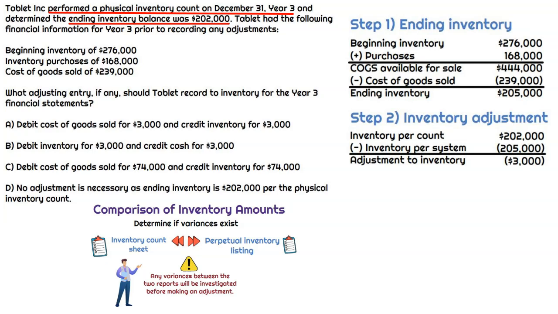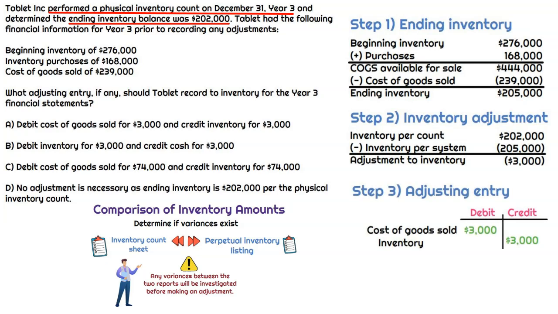Now, I know all the auditors are out there going, okay, $3,000, that's super immaterial, right? But this is not audit, and a company wants to have their financial statements be accurate, right? So even though it's only $3,000, they would still record an adjusting entry to true up their inventory balance.